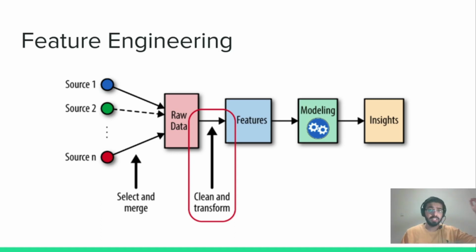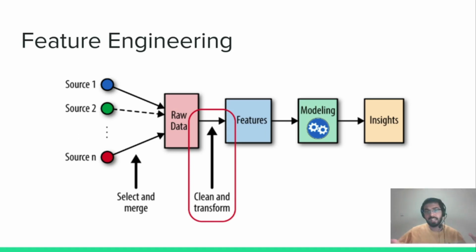You have different data sources. There's source 1, source 2, and so on up to source n. All of these data sources are in different formats, with different data types and different amounts of information. All of this gets stored as raw data when you're trying to model a certain process. That raw data is then transformed into features, and these features are fed into your modeling process, and then you get your insights or your predictions.